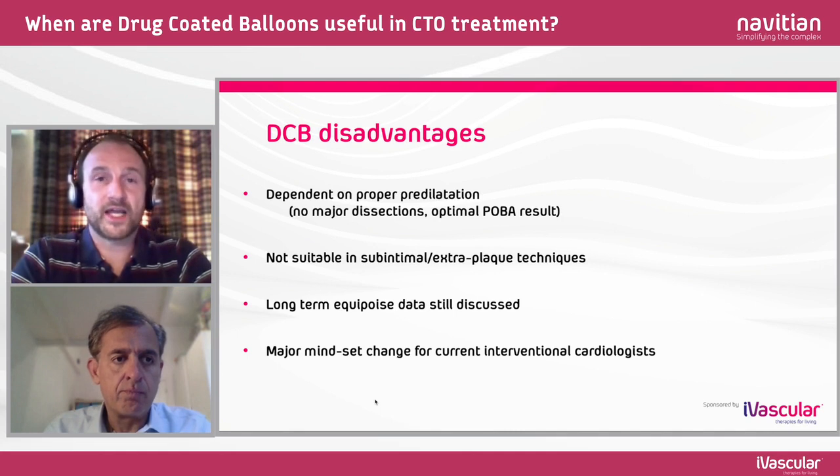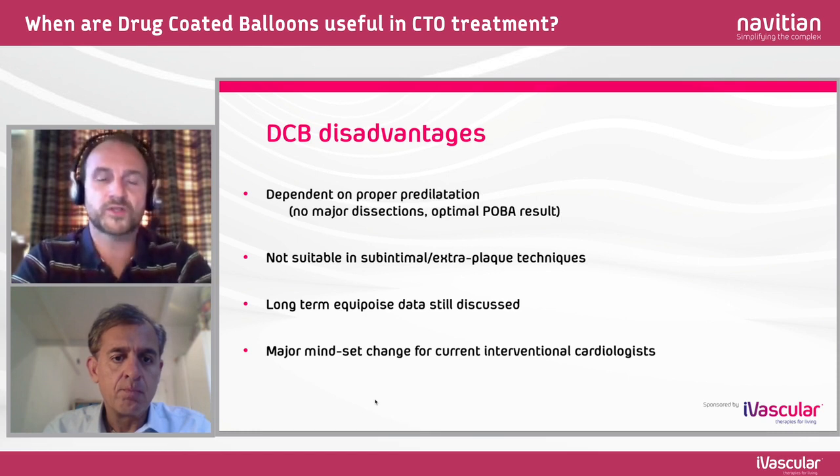And I think the last point, and it's probably the most important, is that there is a major mindset change for interventional cardiologists, mainly for the younger generation, because when you work with DCB, you need to accept a less good result than the one you achieve with stenting, and you have to let the drug work. Most of the time when you deliver DCB you have a reasonable result, but it's not as good as stenting, and then if you control it at long term you have a very good result.